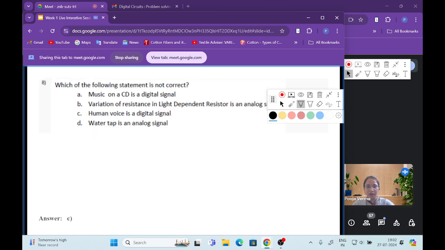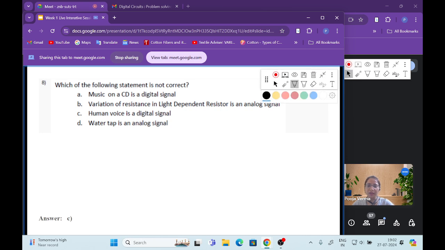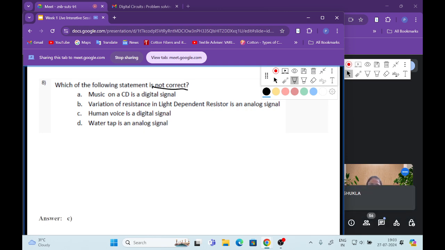Okay, so the next question: which of the following statements is not correct? It is given is not correct. Option A: music on a CD is a digital signal. So is music on a CD a digital signal or an analog signal? Option B is variation of resistance in a light dependent resistor is an analog signal. Option C is human voice is a digital signal. Option D is water tap is an analog signal. So here, which option is not correct?